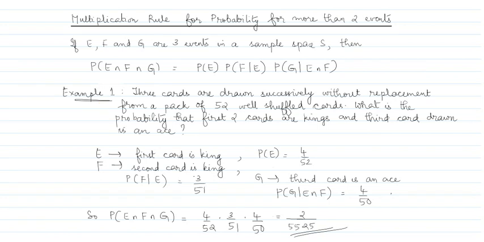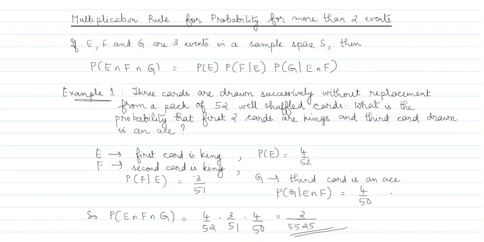3 cards are drawn successively without replacement from a pack of 52 well shuffled cards. What is the probability that the first 2 cards are kings and the third card drawn is an ace? Okay, so let's define the events. Let E be the event: first card is a king.